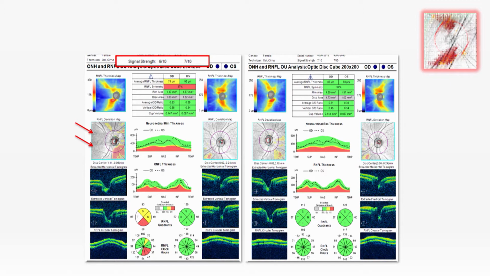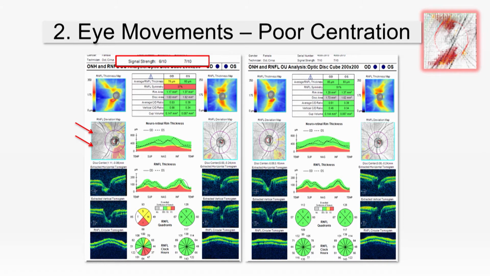When you look to the RNFL deviation map, you see the retinal vessels are not continuous, so it's one of the reasons for these red areas. The patients move the eye during the scan, and you have a motion artifact causing the RNFL loss, red disease. So eye movements and poor centration are important also.